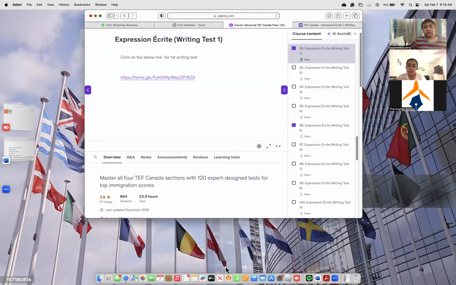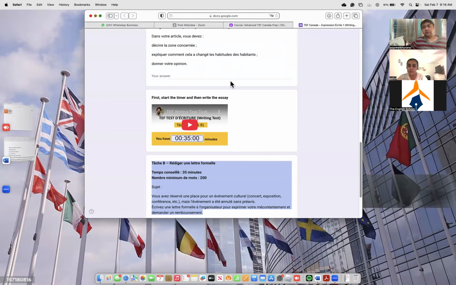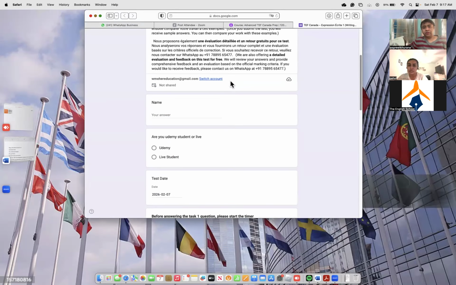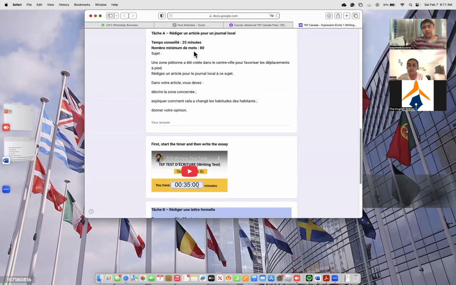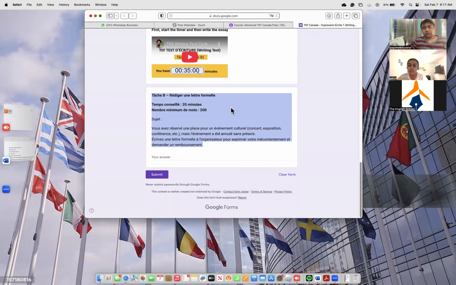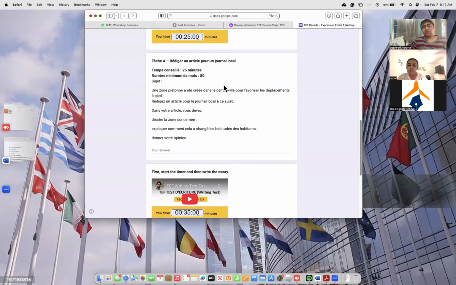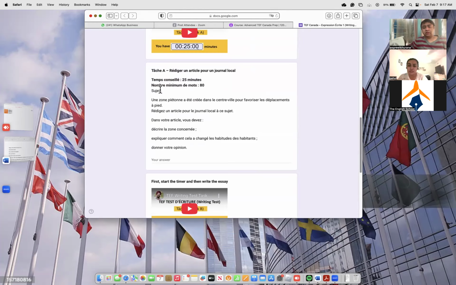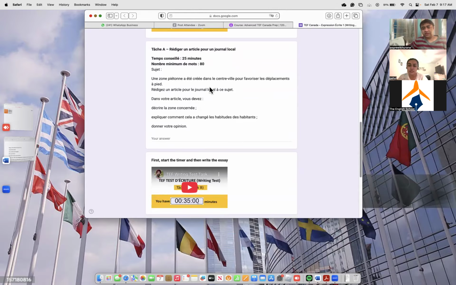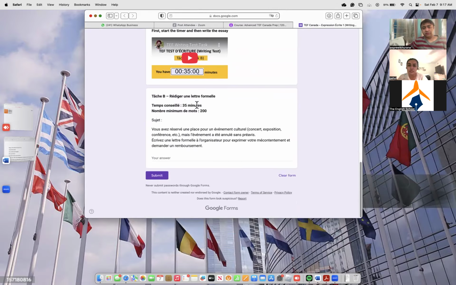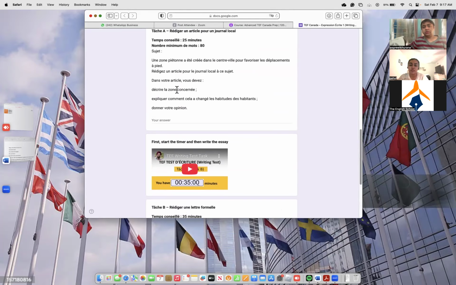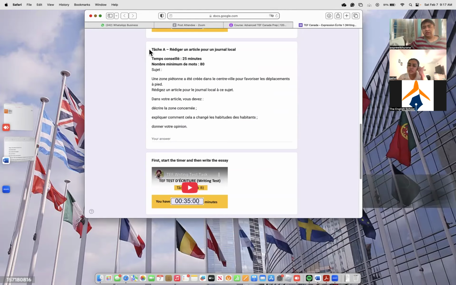So this is writing test sample one, wherein we can see that there are two types of questions. One is section A, and the other is section B. Section A will be 25 minutes and the minimum number of words will be 80. In section B, 35 minutes are allowed and you have at least 200 words. So coming down to section A first.